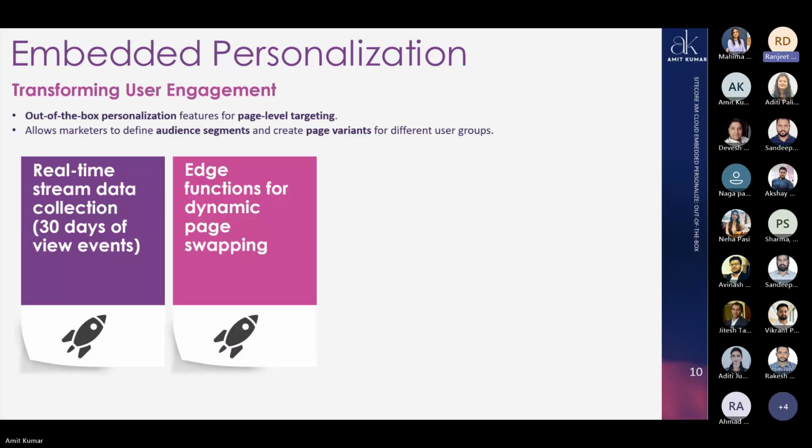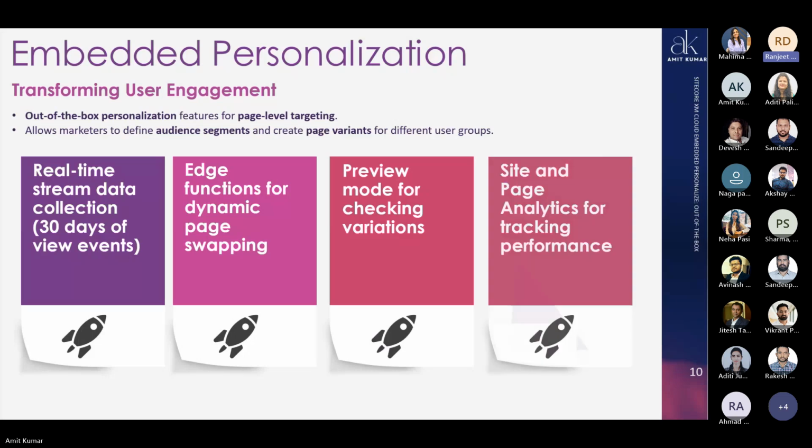So here are a few things which we need to take care of. First thing is real-time stream data collection. It tracks 30 days of your view events to understand what users are doing in session. Secondly, the edge functions for dynamic page swapping. Pages or content blocks can be swapped instantly at the edge based on the user behavior or segment.